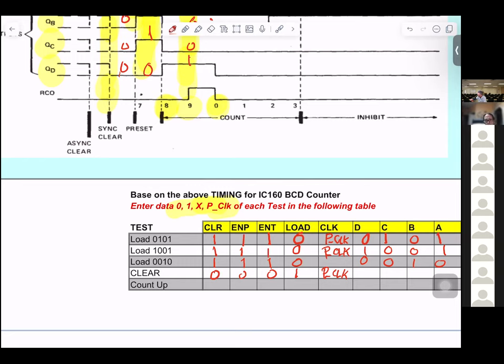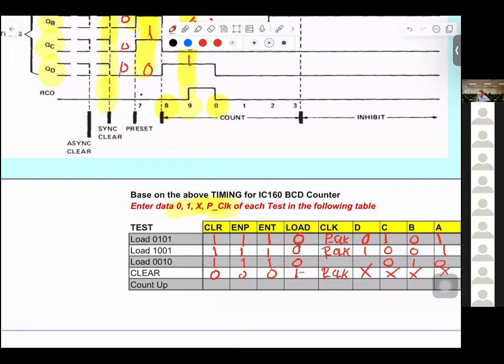When you want to clear, you apply the clear 0, right? Load is 1. We don't want to load. Okay. And apply P clock, however. You still have to apply ABCD. What do you think ABCD input is supposed to be? 1, 1, 1, 0. Don't care. Don't care. That is the right answer. Why? Because it's clear. Clear has higher priority, and clear is no matter what. So that's why you put the don't care. So make sure when you enter the data, you get it right.